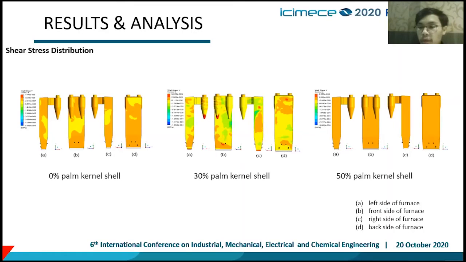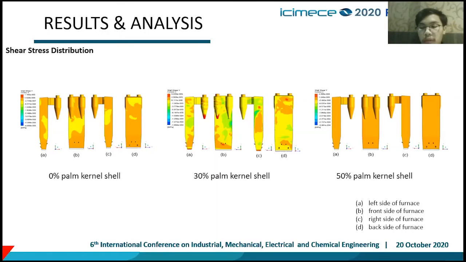we can conclude that at 0% biomass, the maximum stress occurs in the cyclone area. The result is the same for 5% until 35%. This area of maximum stress becomes larger as the percentage of biomass increases. In other words, in the furnace wall area, the potential for erosion will not occur.